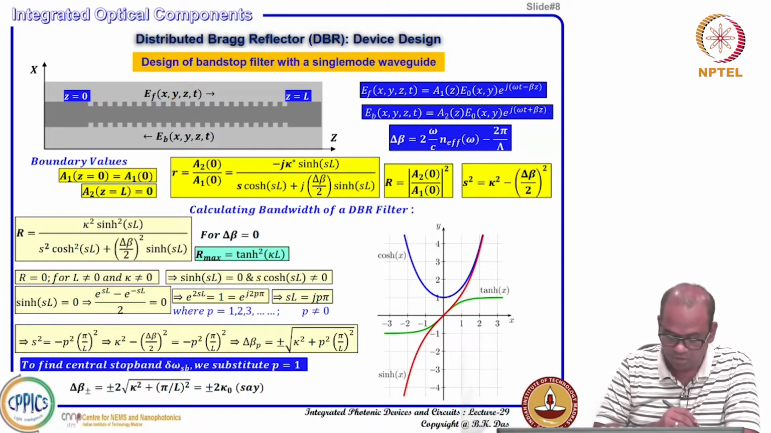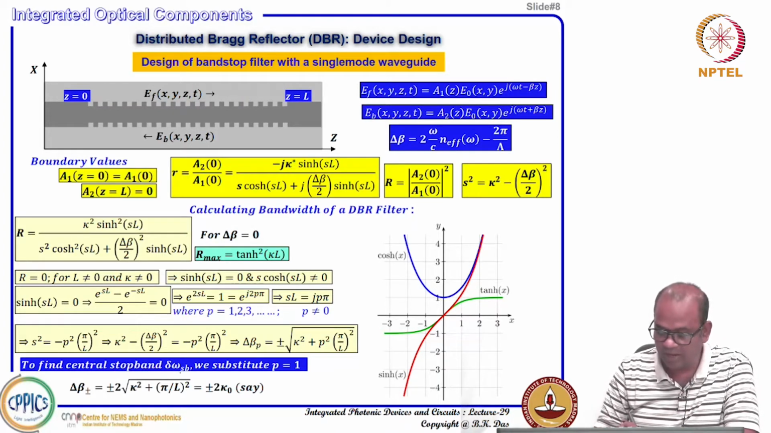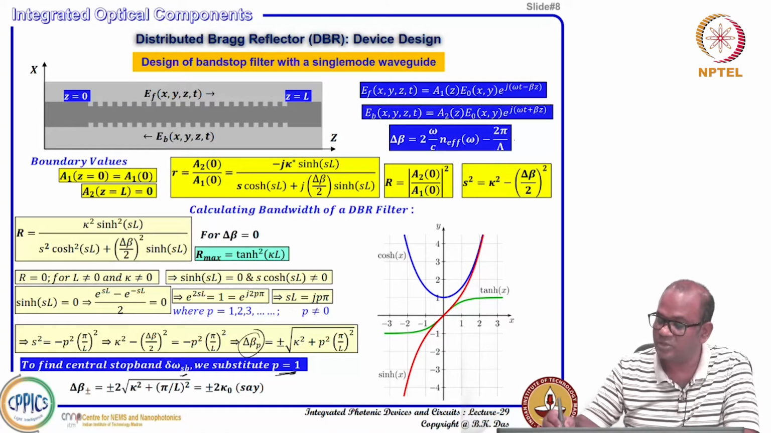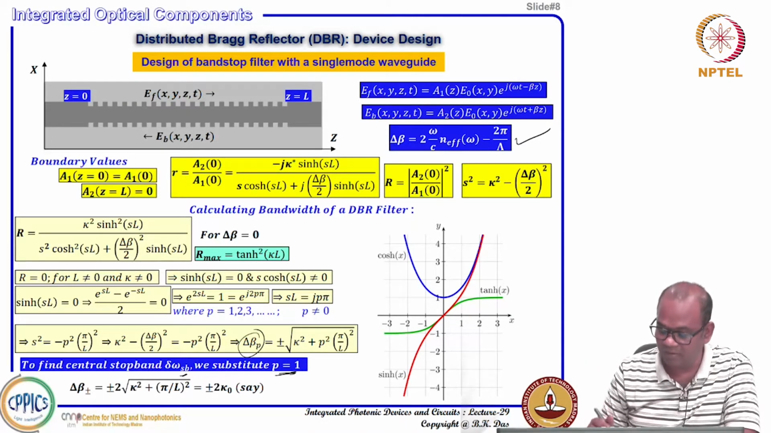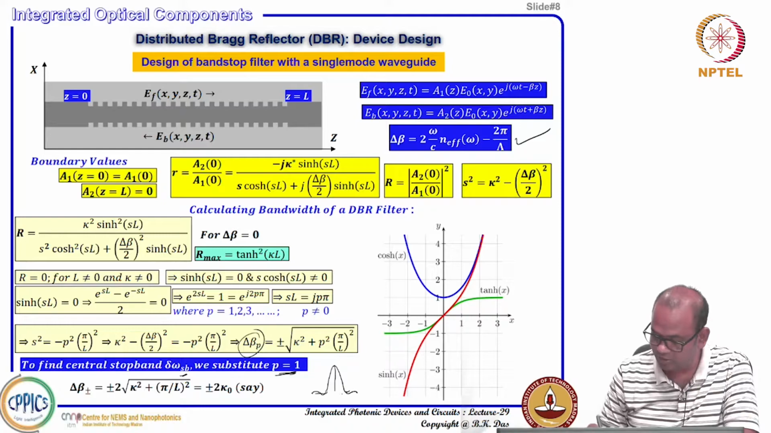Good. So, to find the central stop band, delta omega SB (SB stands for stop band), we should substitute p equal to 1, because with p equal to 1 you will get delta beta, which can be expressed in terms of omega. If I want to find the stop band, then I must note that there will be a central maxima and then positive side minima and negative side minima, then oscillations will be there, right.